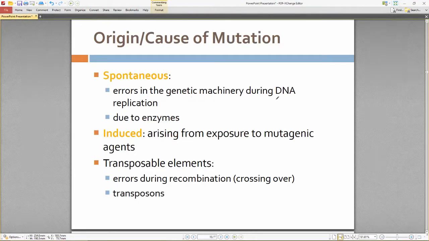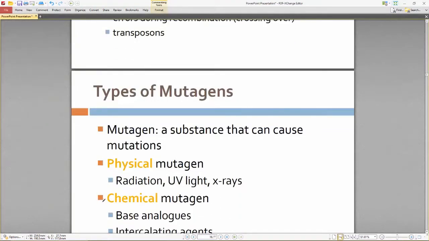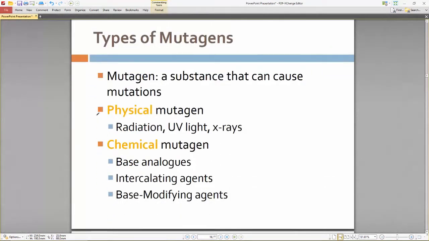So there can be several origins or causes of mutations. Mutations can be spontaneous, like an error in genetic machinery. So DNA polymerase can make a mistake, or it can be due to other enzymes. They can also be induced, so mutations can arise from exposure to certain mutagenic agents. And there are also transposable elements that can cause mutations. Errors during crossing over can create mutations, and transposons, which we won't cover today, can also cause mutations.